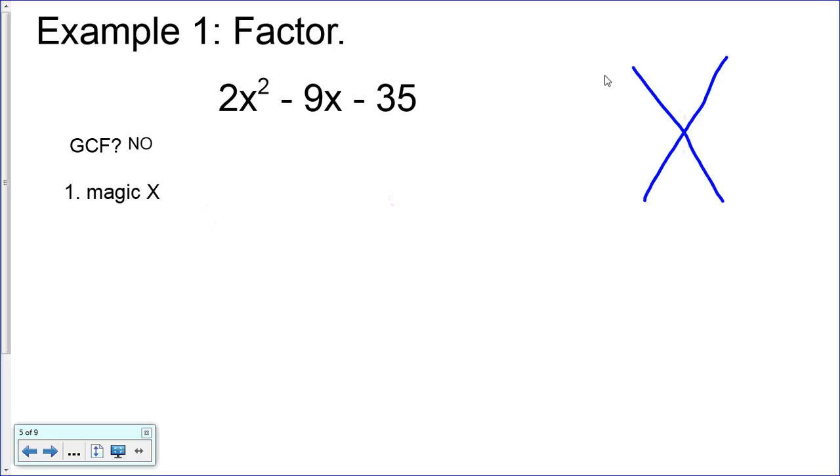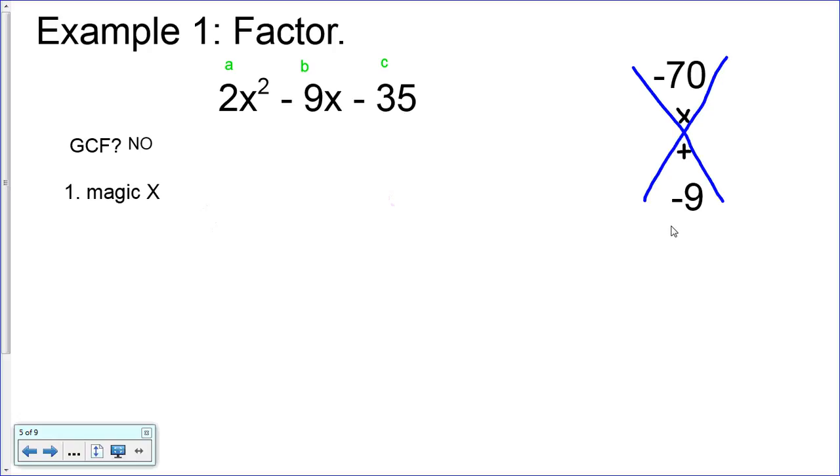Okay? Now, up here on the top is what I get from multiplying a times c. And just in case you weren't sure, that's my a, my b, and my c. So I'm going to be multiplying 2 times negative 35. It gives me negative 70. And then down here in the bottom is just my b, which is negative 9. Okay, so I'm trying to find 2 numbers to replace b with that'll multiply up to negative 70, but add up to negative 9.